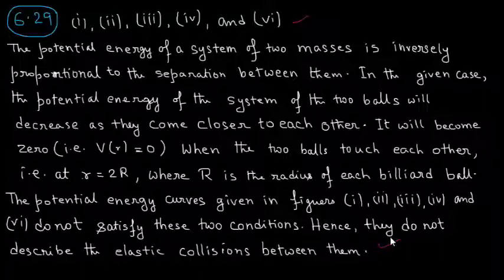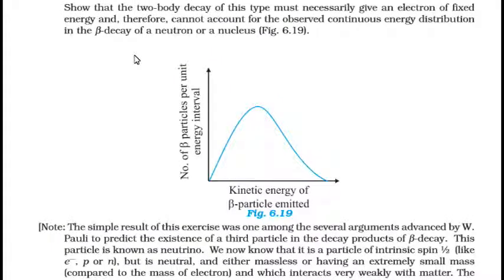And now let us see the next problem. Now problem number 6.30. Consider the decay of a free neutron at rest. Neutron gives proton plus electron. Show that the two body decay of this type must necessarily give an electron of fixed energy and therefore cannot account for the observed continuous energy distribution in the beta decay of a neutron or nucleus.